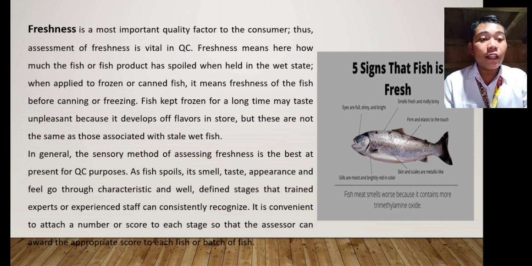In general, the sensory method of assessing freshness is the best at present for quality control purposes. As fish spoils, its smell, taste, appearance, and feel go through characteristic and well-defined stages that trained experts or experienced staff can consistently recognize. It is convenient to attach a number or score to each stage so that the assessor can award an appropriate score to each fish or batch of fish.